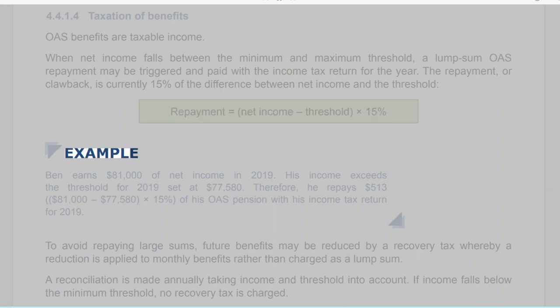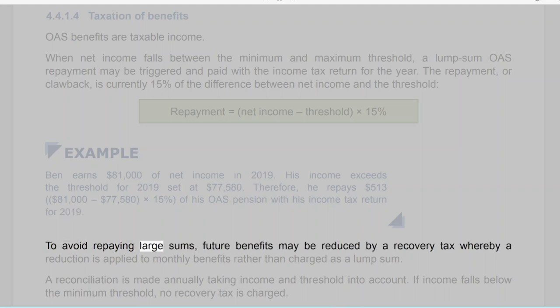Example. Ben earns $81,000 of net income in 2019. His income exceeds the threshold for 2019 set at $77,580. Therefore, he repays $513, $81,000 minus $77,580, times 15%, of his OAS pension with his income tax return for 2019.